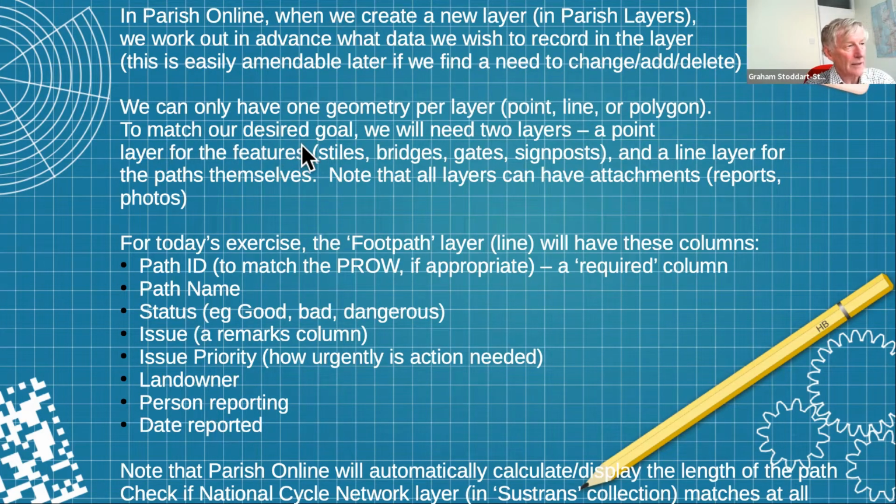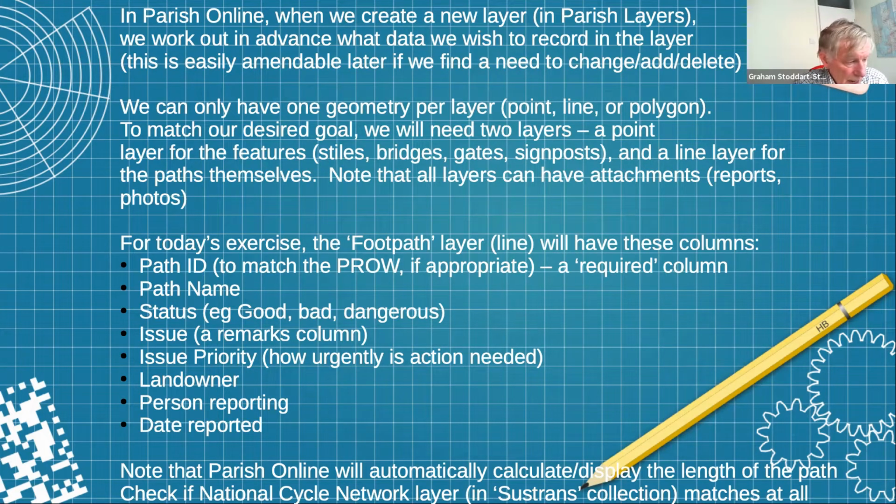And I have pointed out here that in Parish Online, you're only allowed to have one sort of geometry per layer. So the geometries available are points, lines, or polygons. Unsurprisingly, for footpaths, they count as lines. So we're going to create a line layer. But then if you want to put stiles, bridges, and gateposts on it, they're all counted as points. So you have to have a second layer that you overlay on top. And you show both layers at the same time, and you get that same effect of having all the data to hand. And actually, it works out to our advantage to have 2 separate layers, but I know there are some people who wish the whole lot was all in one go.